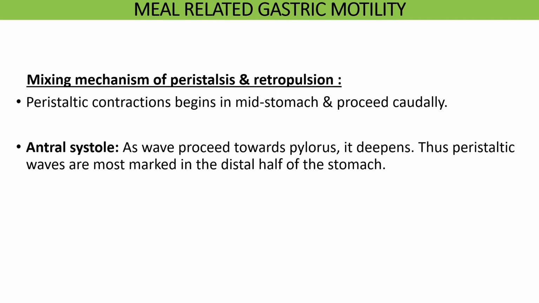Peristalsis in stomach is produced by the periodic changes in the basal electrical rhythm of the stomach musculature. It is the coordinated smooth muscle contraction followed by a wave of relaxation, and it begins in the mid-stomach region and proceeds caudally, that is, towards the pylorus. Thus, the deeper peristaltic waves towards the pylorus are called as antral systole.